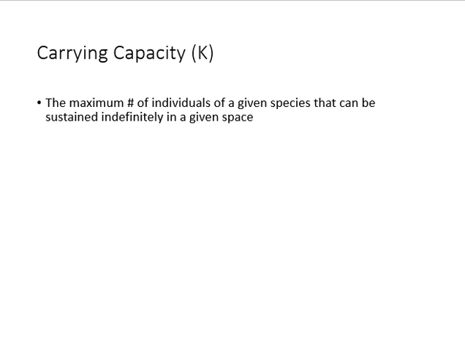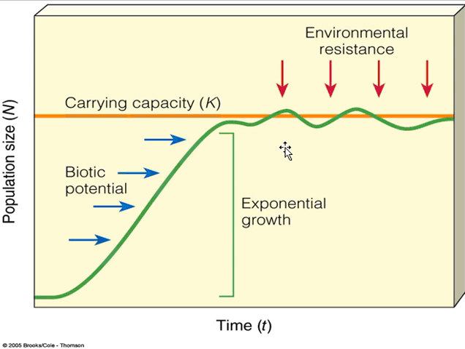Carrying capacity, we know, is defined by biotic potential and environmental resistance. So notice where carrying capacity resides. It's where biotic potential interfaces with the resistance of an ecosystem. And that's what defines K, or the carrying capacity.